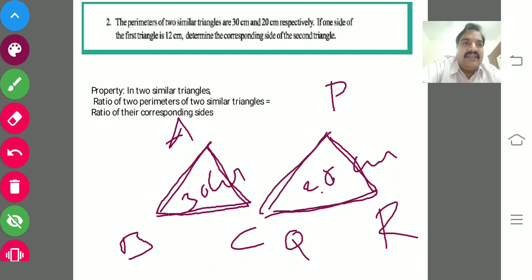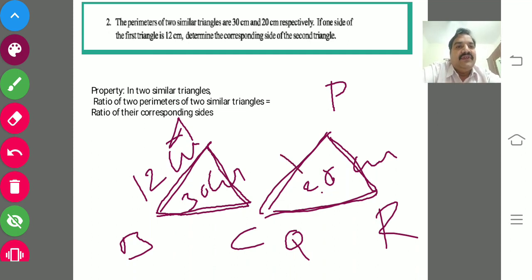Then if one side of the first triangle is 12 centimeters, determine the corresponding side of the second triangle. What is the corresponding side? For AB, the corresponding side is PQ. So you are going to find PQ. Here your analysis is clear, but you have to know one property. Here the property is given: in two similar triangles, as already given, it is two similar triangles.